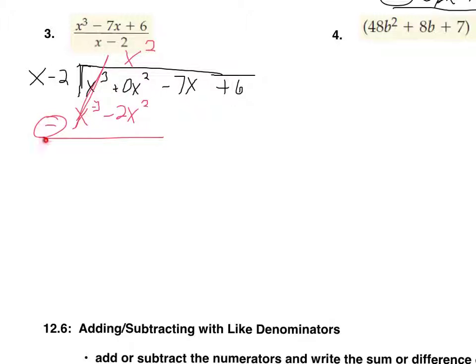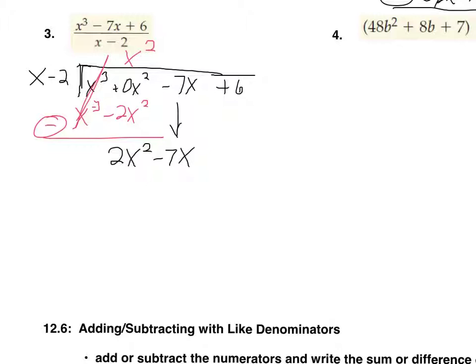So 0 minus negative 2, if you type that in your calculator, actually comes out as positive 2x squared because you're minusing a negative. So it really becomes like plus. And then you need to bring down the next term. And now we're going to start the process over. X times what equals 2x squared? Well, it needs a 2 and it needs another x.